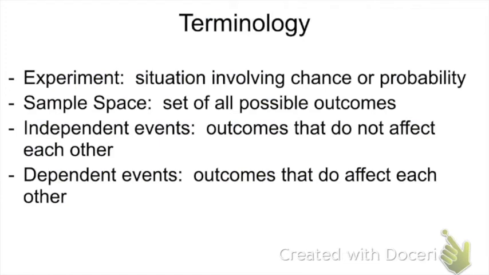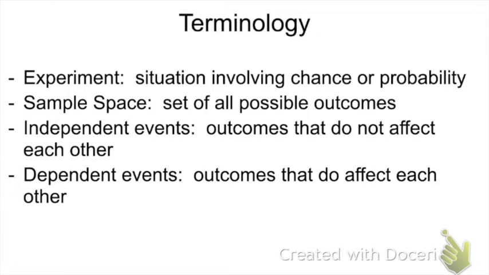Terminology you need to know: an experiment is a situation involving chance or probability. We have a sample space, which is the set of all possible outcomes. So if you roll a six-sided die, there are 6 possibilities. That's your sample space. You have independent events, outcomes that do not affect each other. So rolling a die will not affect me flipping a coin. They're independent. Rolling 2 different dice, rolling 1 die will not affect the roll of the second die.